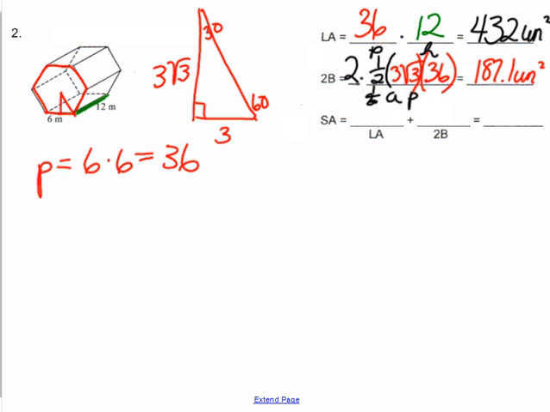Well, now in order to figure out the whole total surface area, we're going to plug in those numbers. 432 plus the 187.1. So the total surface area is going to be 619.1 units squared.